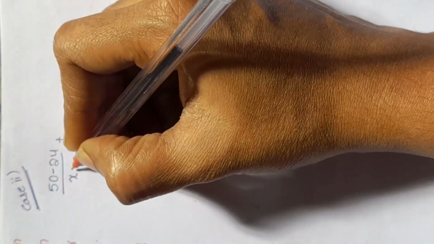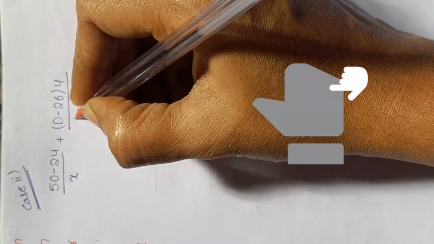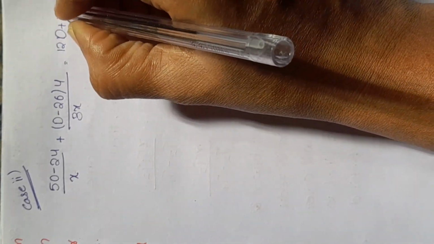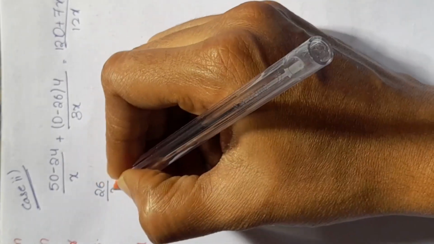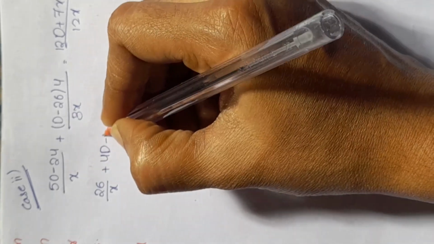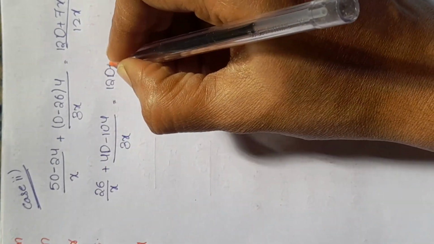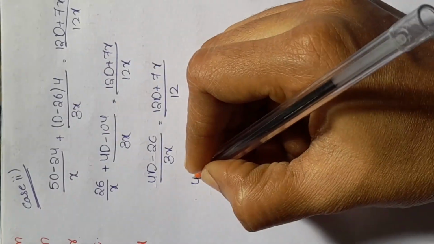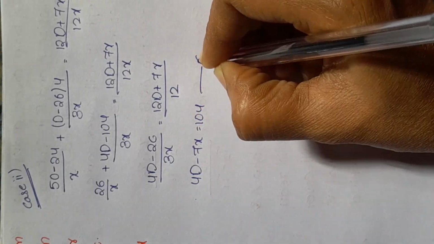So 50 minus 24 by x, minus 26 into 4 by 3x is equal to 12d plus 7x by 12x. This can be written as 26 by x plus 4d minus 104 by 3x is equal to 12d plus 7x by 12x. From this, we get 4d minus 7x is equal to 104. Keep this as second equation.